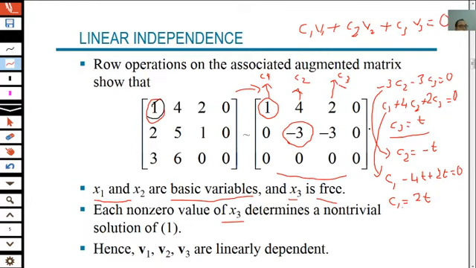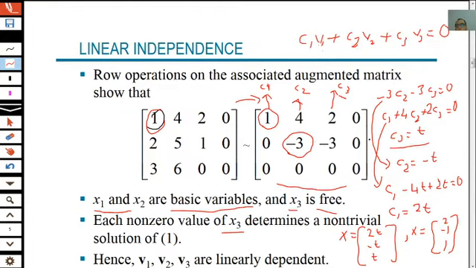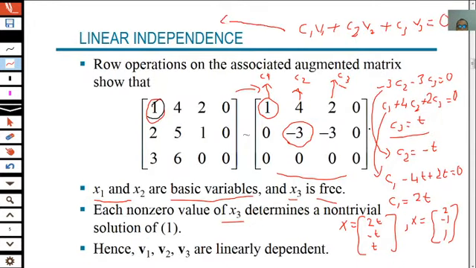Therefore we have infinitely many non-trivial solutions actually. If we write the solution vector x, so we have, instead of x1, namely c1, we write 2 times t. For c2 we have minus t, and the third one is the parameter. And when we write any number for t, let's say for example 1, so we have 2, minus 1, 1. This is a solution for the vector equation written here. Writing the numbers into this equation, we obtain a relation among the vectors v1, v2, and v3.